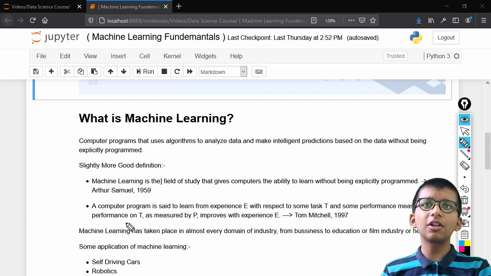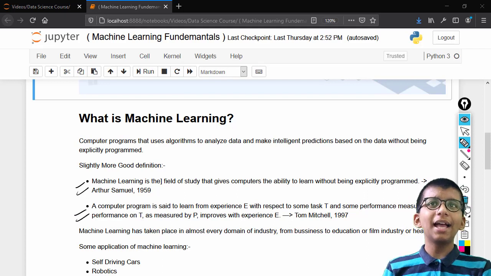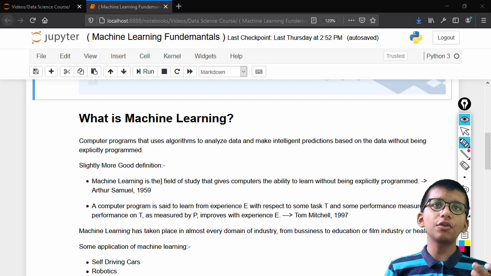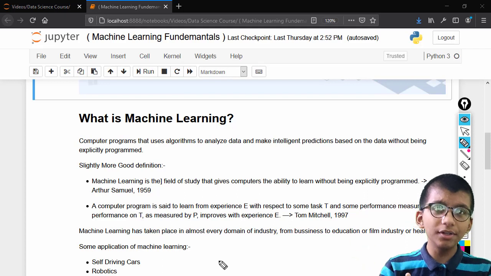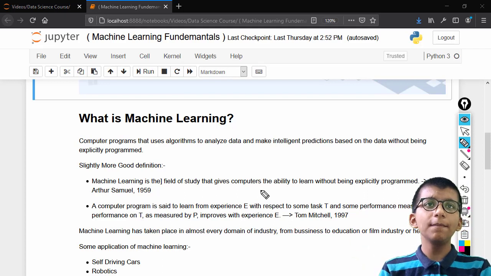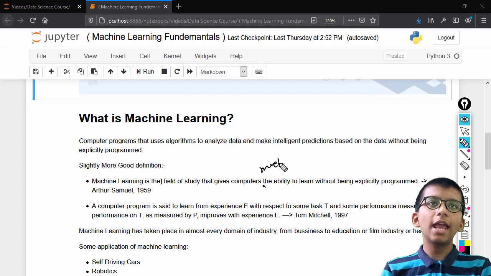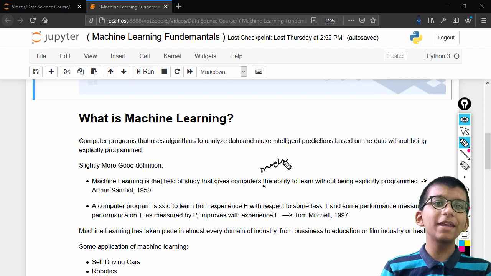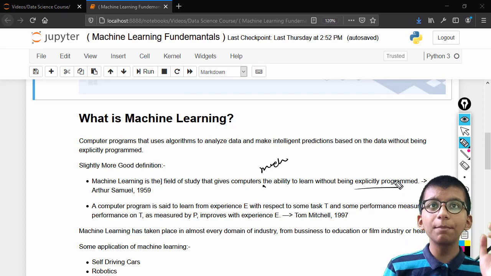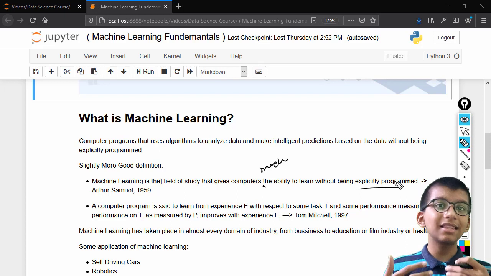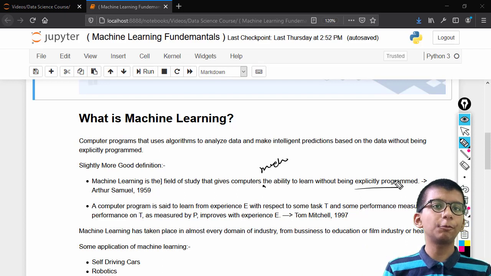Let's take a look at some slightly better definitions of machine learning. First, the one by Arthur Samuel. Machine learning is the field of study that gives computers, or machines, the ability to learn without being explicitly programmed. Again, explicitly programmed means the same as before. It is the field of computer science that gives computers the ability to learn without being explicitly programmed.